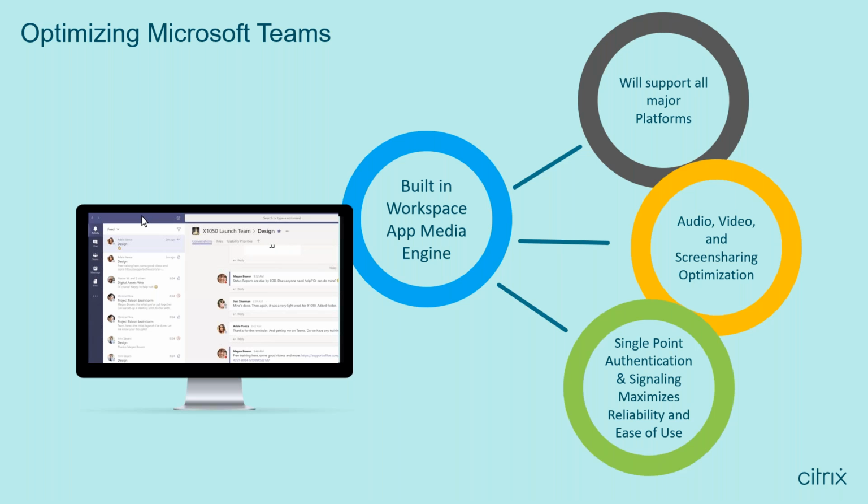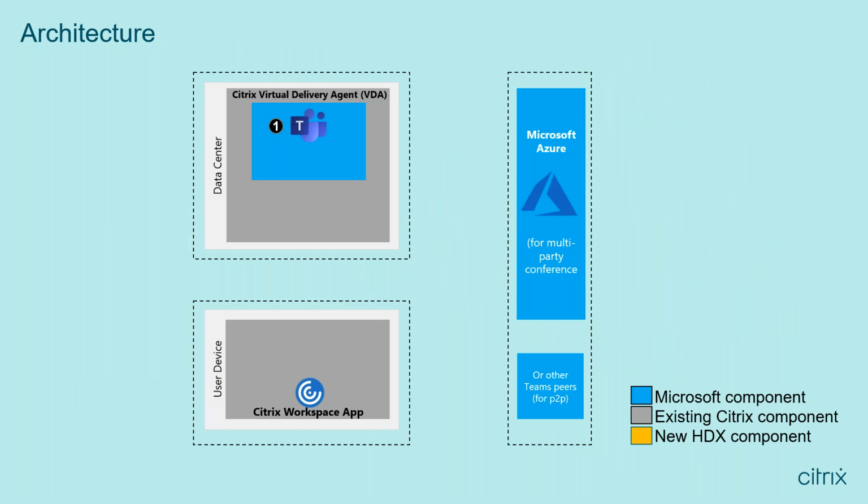Let us have a look at the architecture in more detail to get a better understanding of how the communication flow with Teams works. So in this diagram, you see we have the endpoint, the user device with the Workspace app. We have the data center with the Virtual Delivery Agent and Teams installed, obviously. And of course, we have Azure with all the Teams backend stuff that is necessary.